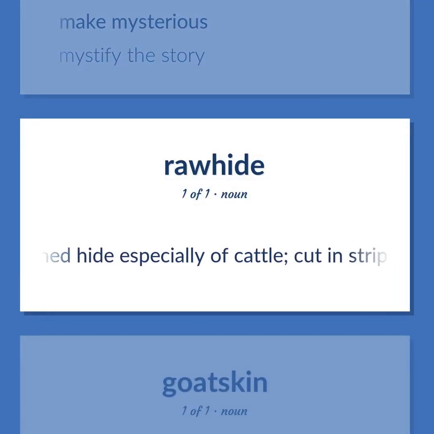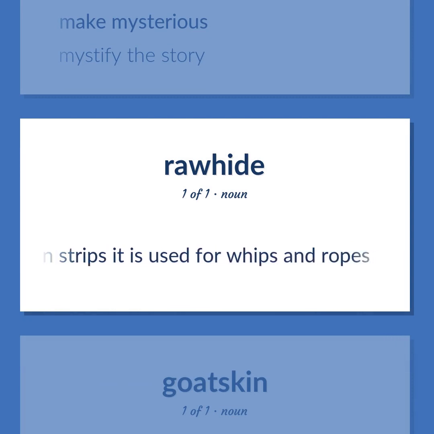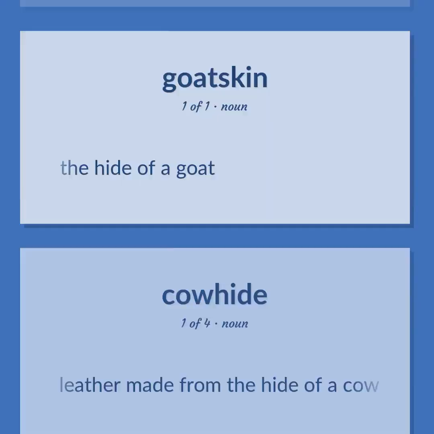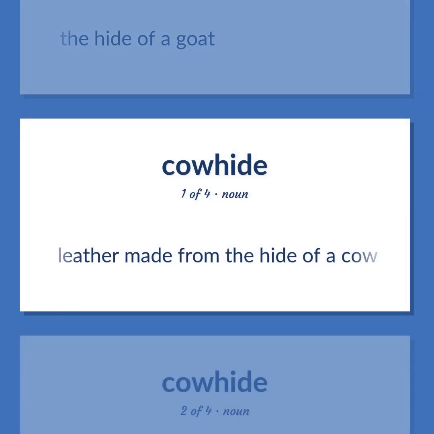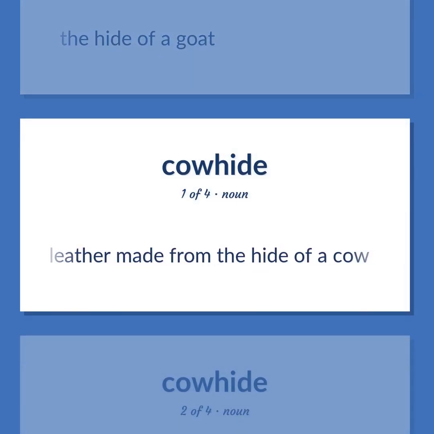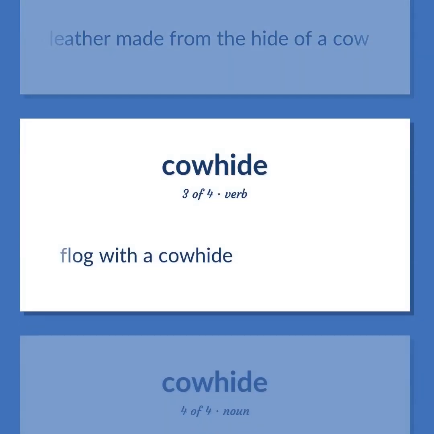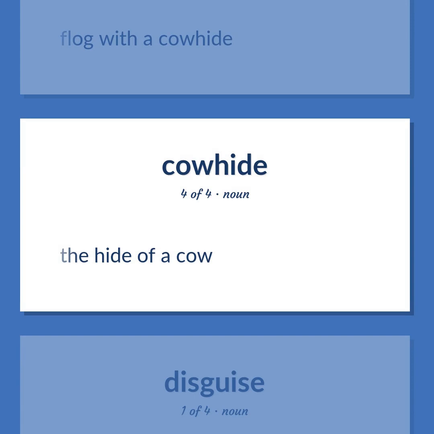Untanned hide, especially of cattle. Cut in strips, it is used for whips and ropes. The hide of a goat. Leather made from the hide of a cow. A heavy flexible whip braided from leather made from the hide of a cow. Flog with a cowhide. The hide of a cow.